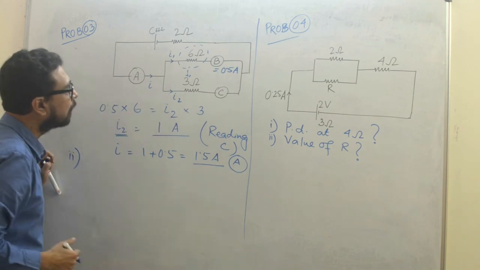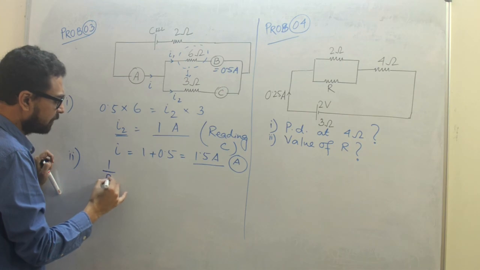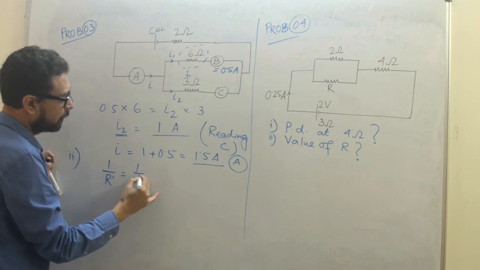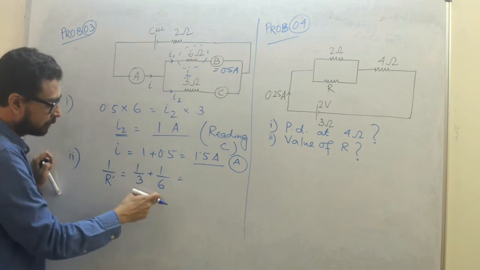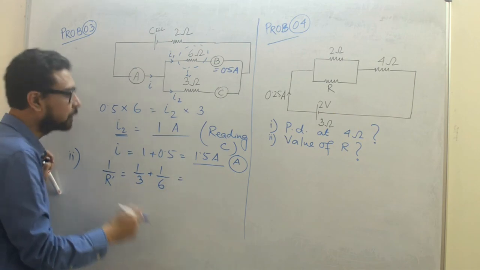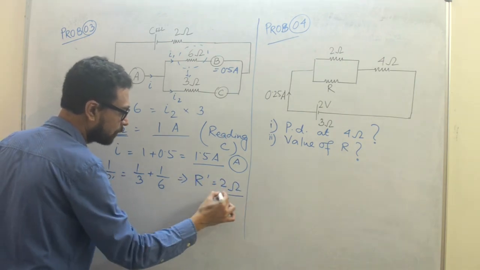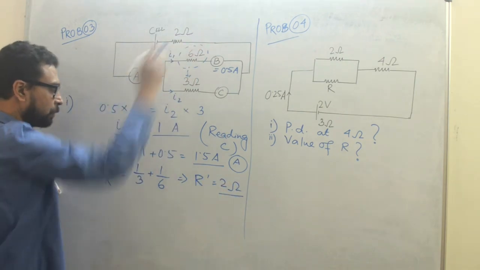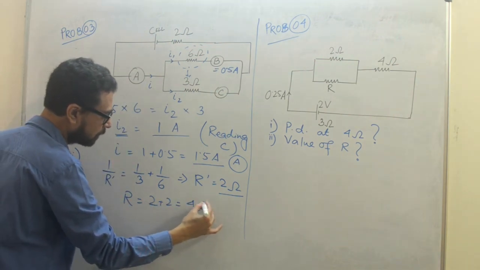Okay. So 6 and 3 are in parallel. So let me say it is R dash. So 1 by R dash is 1 by 3 plus 1 by 6, and hopefully you can understand. It is giving me that R dash is 2 ohm. And there is another 2 ohm here. So total resistance is 2 plus 2, they are in series.